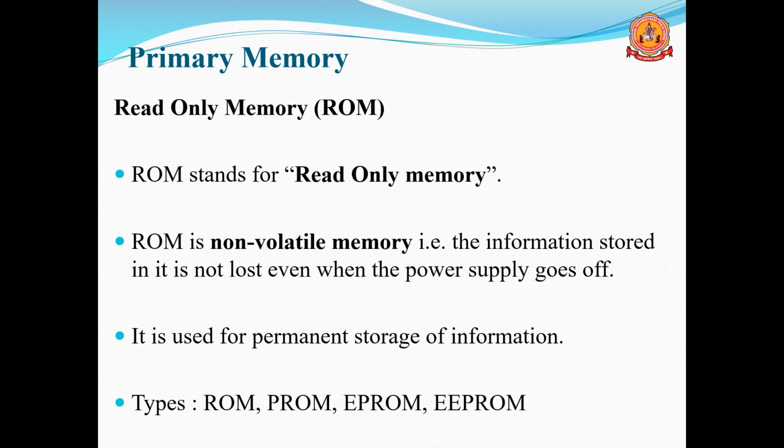The different types of ROM are ROM, programmable read-only memory, erasable programmable read-only memory, and the last one is EEPROM. EEPROM means electrically erasable programmable read-only memory. So these are mainly the four types of ROM devices.